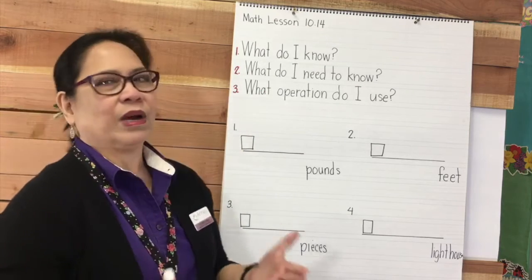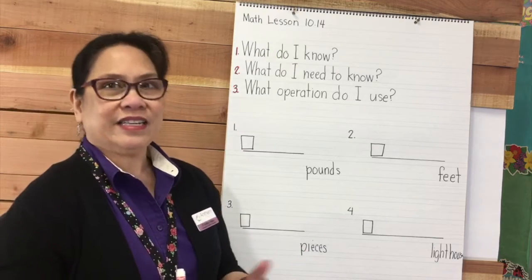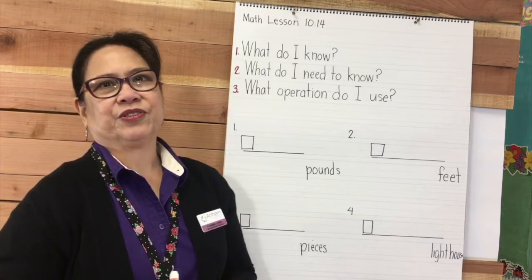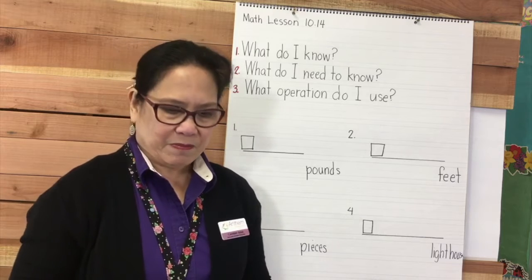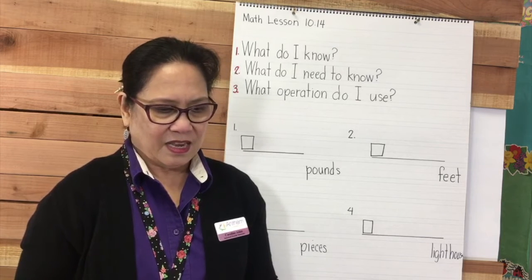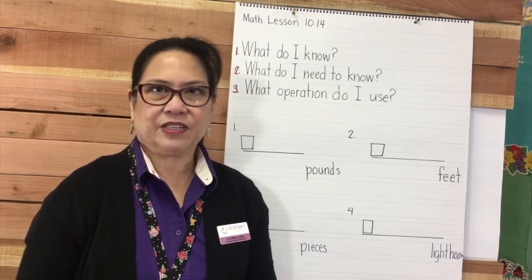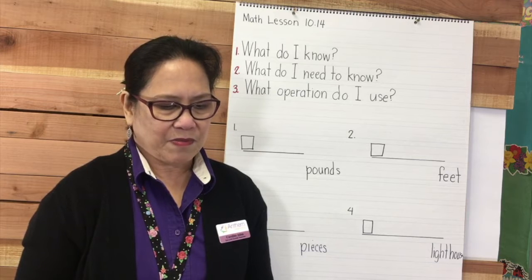Number 1, what do I know? Number 2, what do I need to know? And number 3, what operation do I do? Okay. If you turn your paper over, and we will skip the explanation in the front. Let us start with number 1.